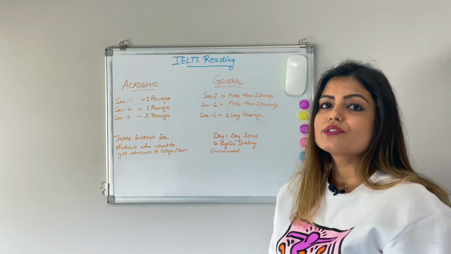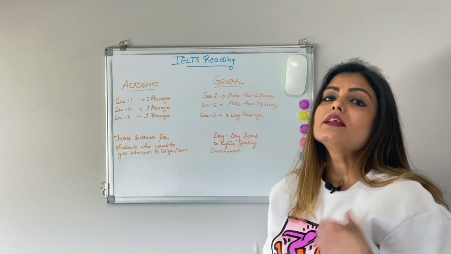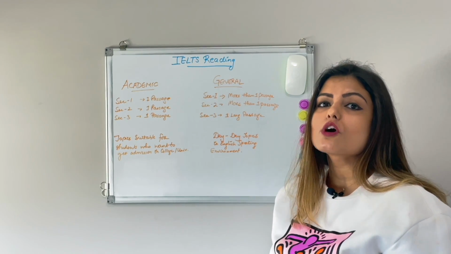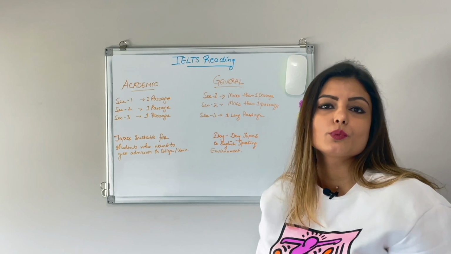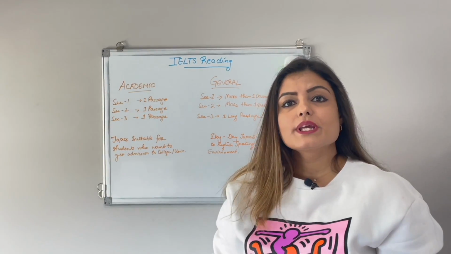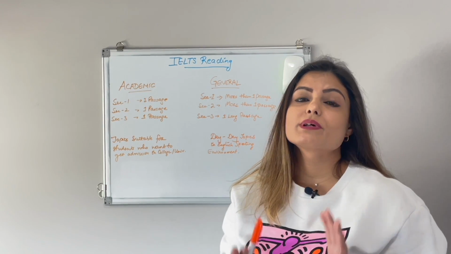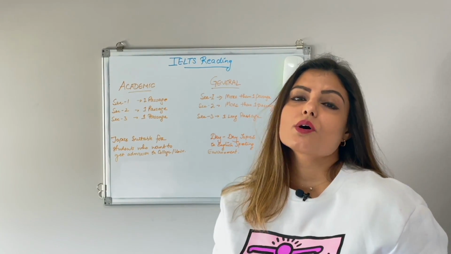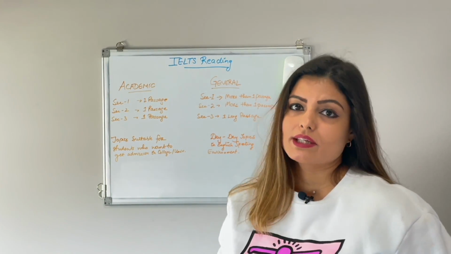Another major difference is that in the academic exam, the topics that you get are from ads or newspapers or journals, but those topics are suitable for people or students who want to take admission in university or college. In general reading, the topics are also taken from ads, magazines, newspapers, but the topics are very general topics. These are the topics on the things that you experience on day-to-day basis in an English-speaking environment.